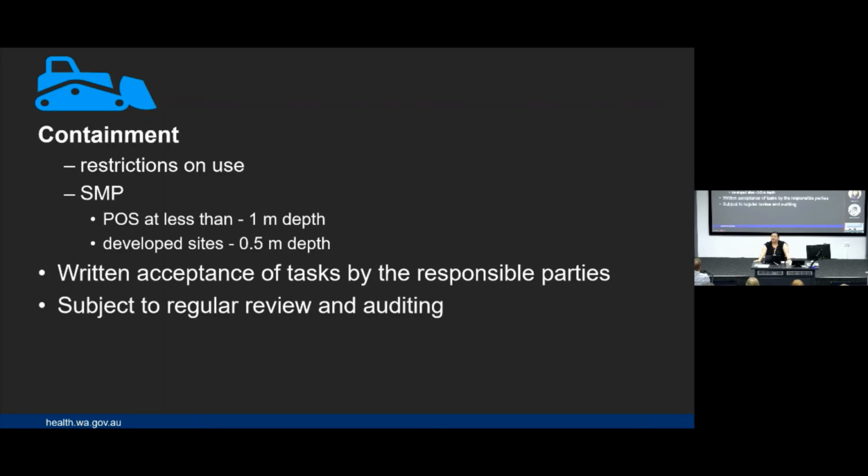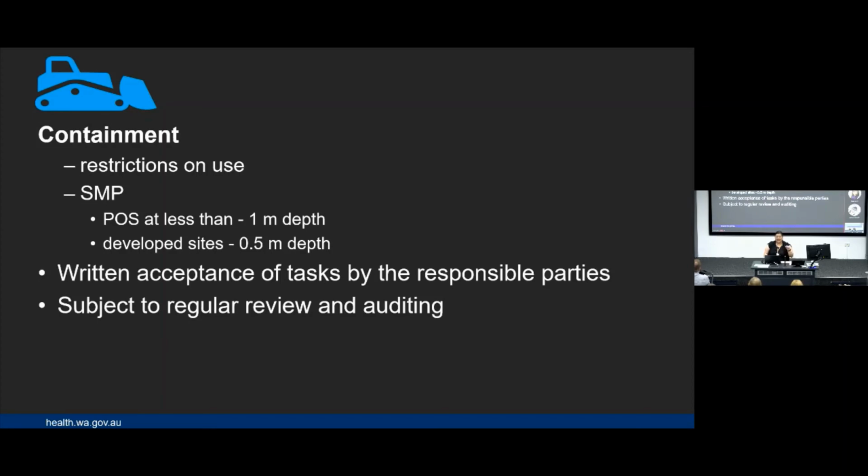Now, this is not an instruction of what you can get away with. This is a very important point. If you have cover more than 1 metre or more than 0.5 metres on either of those two types of site, it doesn't mean you don't do a site management plan as a default. It means you decide whether or not you need one anyway. So it's not a get out of jail free card. So please don't see it that way.